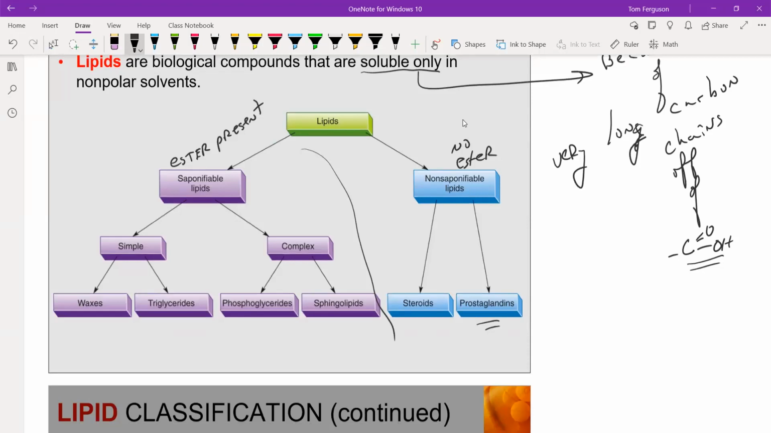Once we know an ester is present, there are simple ones and complex ones. Complex ones have extra stuff in them. Besides, the waxes and triglycerides are just carbon, hydrogen, oxygen. Once we get into the phosphoglycerides and sphingolipids, they add in usually phosphorus, sometimes nitrogen. So we have P and N present.